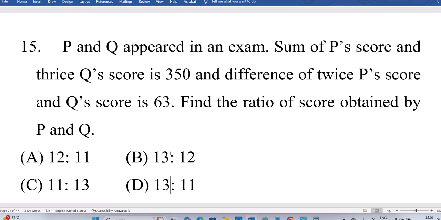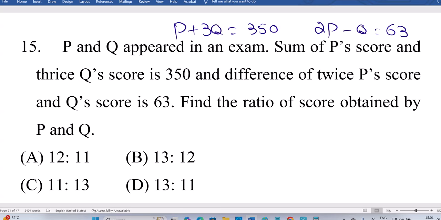P and Q appeared in an exam. P's score and Q's score: it's a very basic question, equation solving. P plus 3Q is 350. 2P minus Q is 63. Now find the P and Q values and find the ratio. If I write the equations directly it will feel easy, but they're given in terms of lines, and you people are not doing it. This is again a very basic question actually.